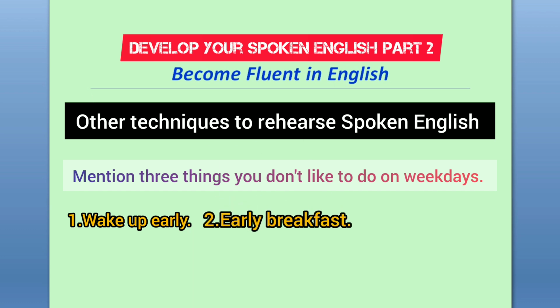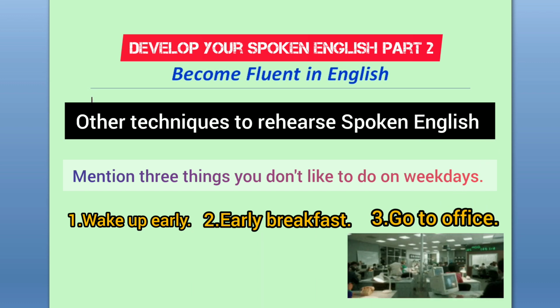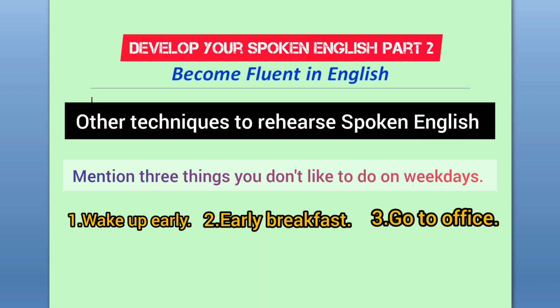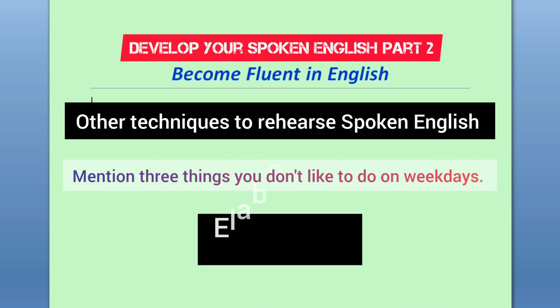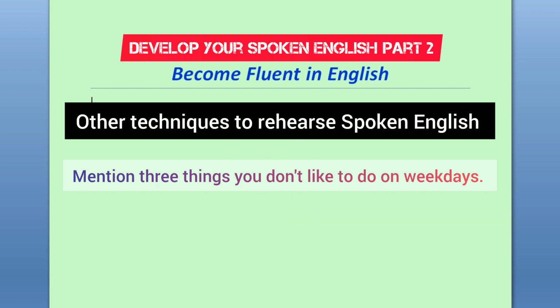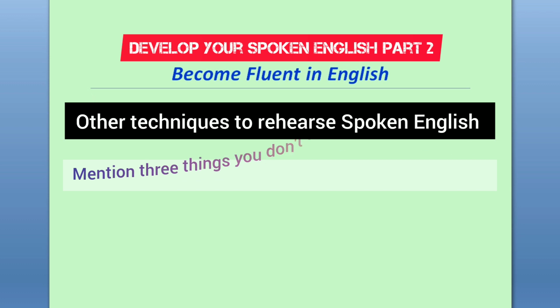Then we can mention a third thing. The third thing which I don't like to do on weekdays is that I don't like to go to office. So in this way, you can talk about things which you do not like to do on weekdays. Three things, 4 things, 5 things, this way. You can elaborate also. That's going to help you. First talk about things which you do on weekends, and then mention 3 things you don't like to do on weekdays.